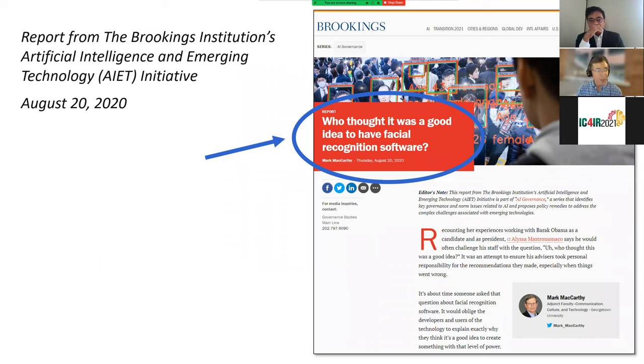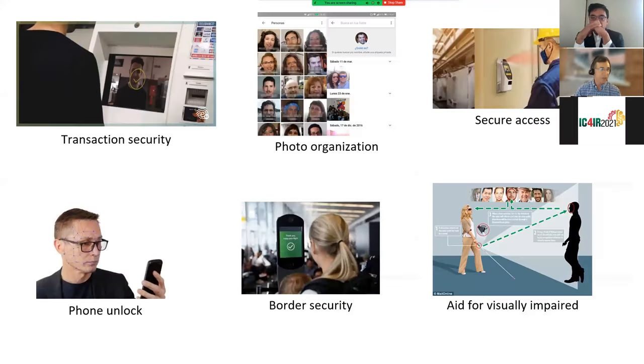I have worked in face recognition on and off for over 30 years. 30 plus years ago when I started doing it, I thought it was a pretty good idea. I thought there could be some really interesting applications of it. And in fact, I still do. And so let's start with that. Let's start with, just to be clear, some of the positive motivations for automatic face recognition.